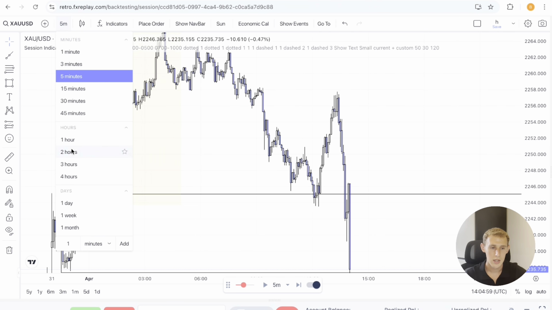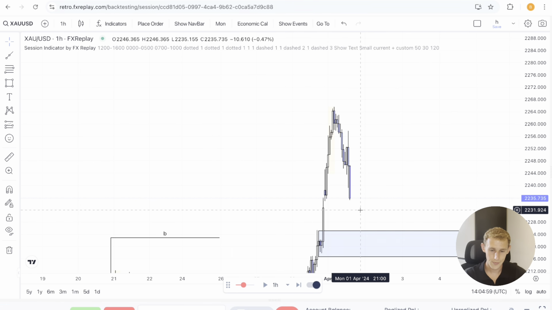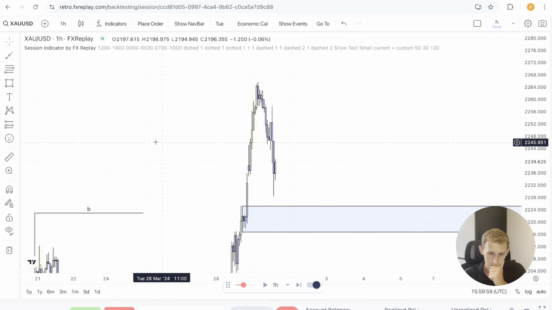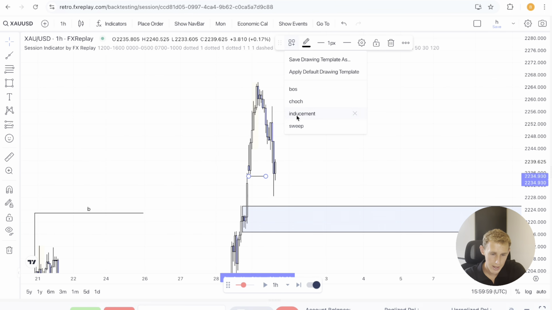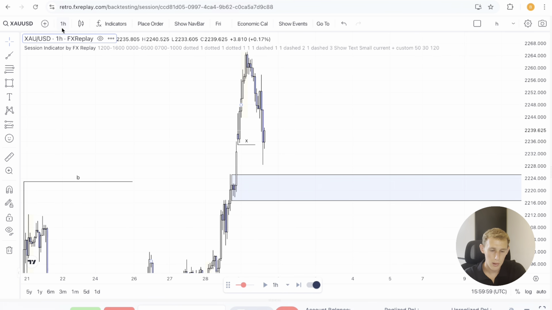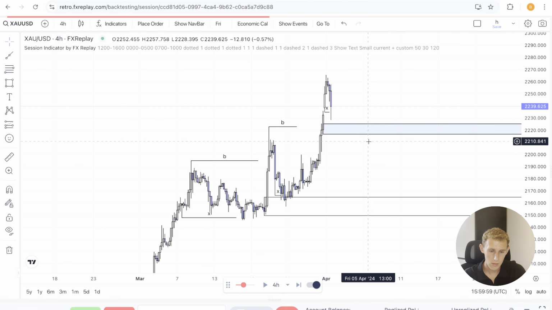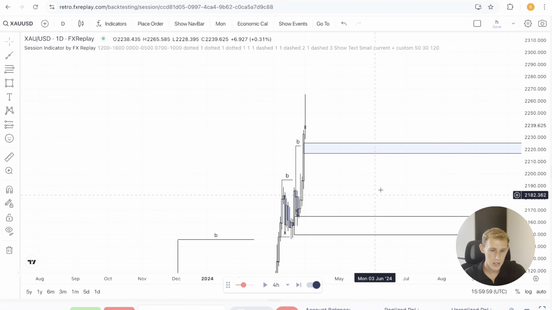There we go. Next idea, if we zoom back out, so it has come down and grabbed this sort of demand low. So overall still bullish as well, keeping in mind. Let's see, what does daily chart look like?